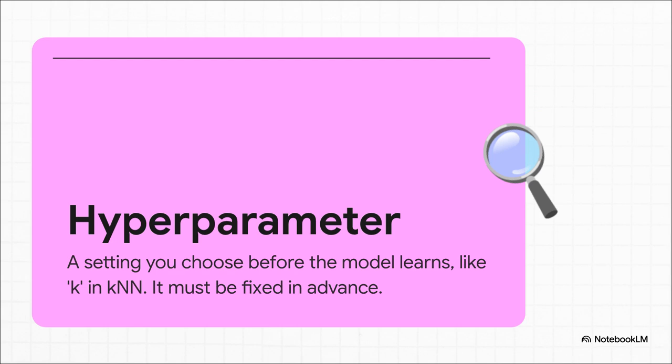Now, that number K is actually a really important concept in machine learning. It's what we call a hyperparameter. This isn't something the model learns from the data. Nope, it's a setting that we, the humans, have to decide on before we even start. You can think of it like a knob we have to turn to tune how the algorithm behaves. And believe me, which way you turn that knob can totally change the outcome.